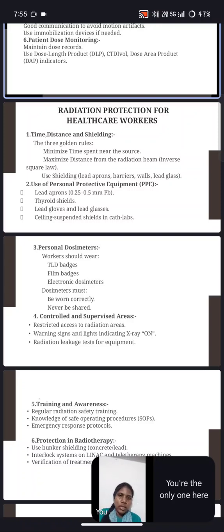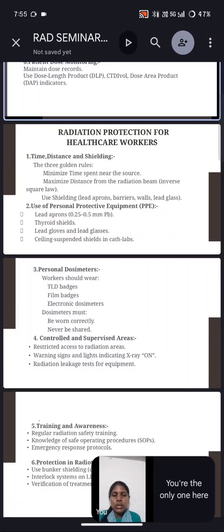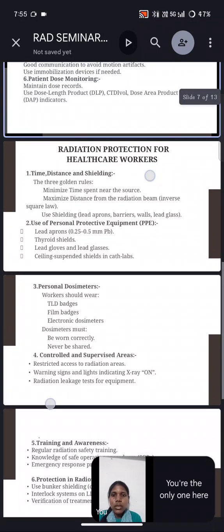Radiation protection for healthcare workers. Now we see for healthcare workers. There are also six protections. The first one is time, distance, and shielding. There are three rules. The first one is minimize time spent near the source, and the second one is maximize distance from the radiation beam. The third one is use shielding, for example lead aprons, barriers, walls, and lead glasses.